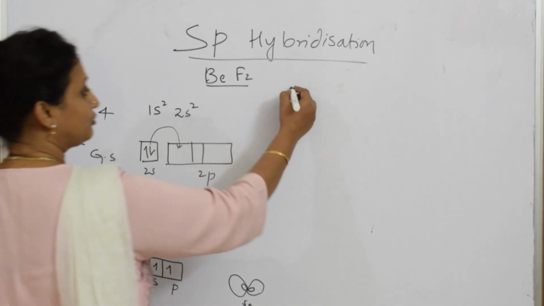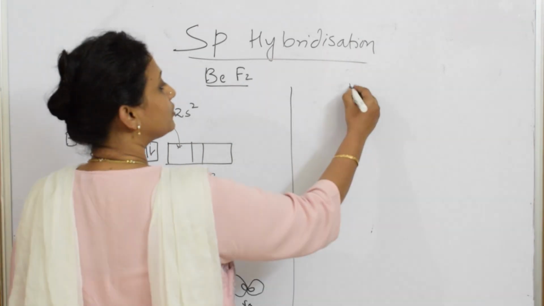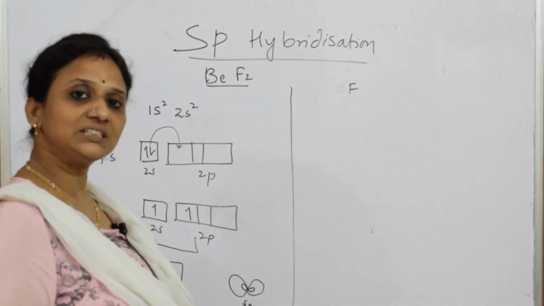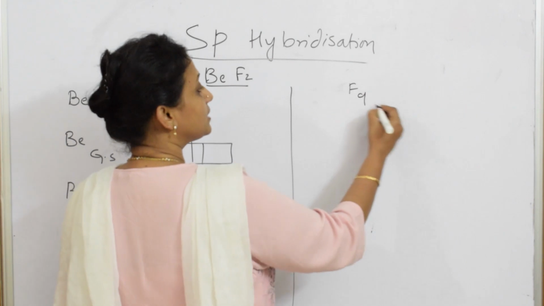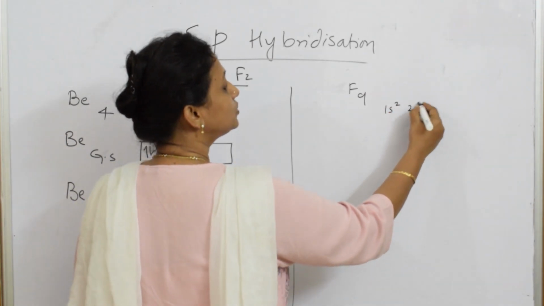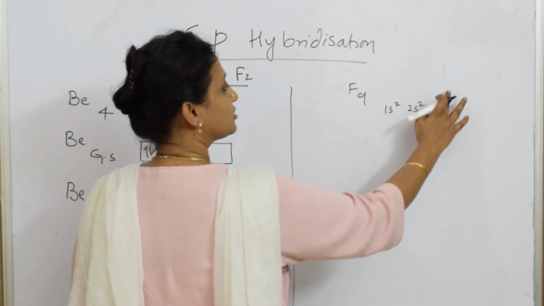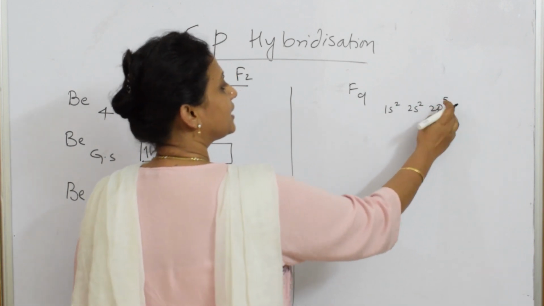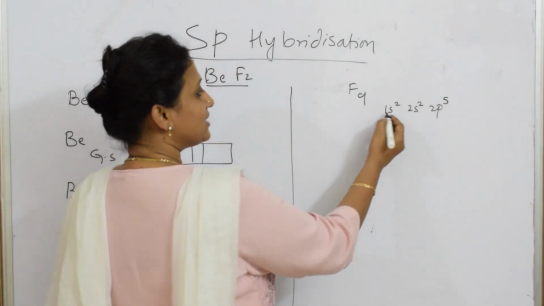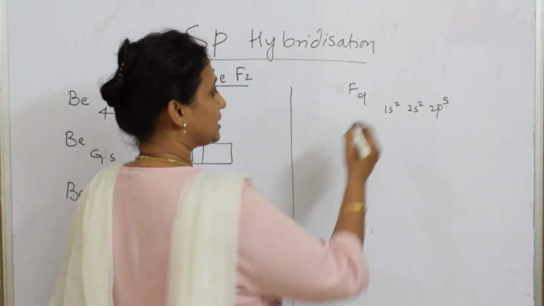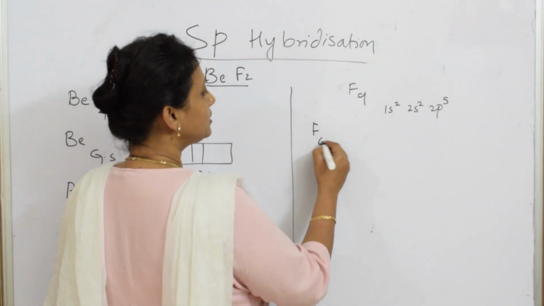Now let us come back to fluorine. When I speak about fluorine, the atomic number of fluorine is 9. So write the configuration: 1s2 2s2 2p5. Now 1s2 is stable, not required to write. Now I have to write the fluorine ground state.